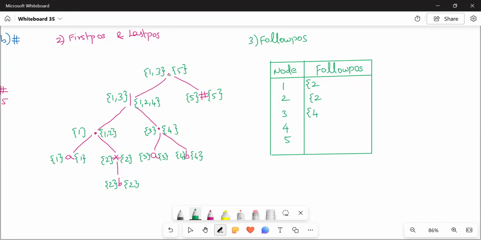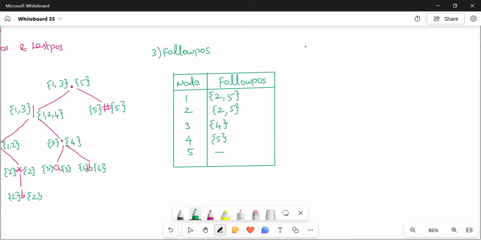Next, we need to consider this cat node. So here first position of C1 is this one, last position of C1 is this one, and first position of C2 means this one. So first position of C2 must be substituted to follow position of 1, 2, and 4. So 5 must be substituted to 1, 2, and 4. So that's all. We have checked all the cat nodes and star nodes. So this is the follow position.